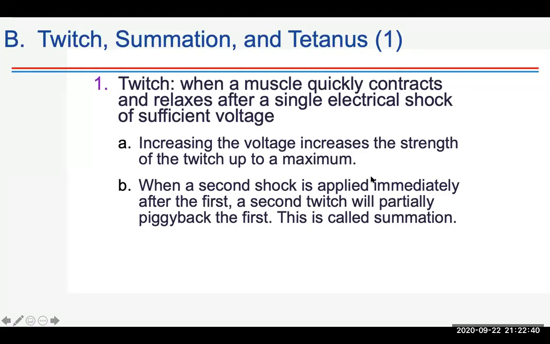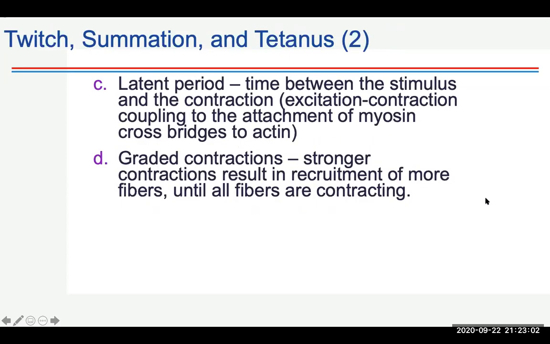So muscle cells do not have an unending amount of strength. There is a maximum strength that the skeletal muscles will have. When a second shock is applied immediately after a first shock, the second twitch might partially piggyback off the first, and this is called summation. And I'll show you a picture of what I mean by that.